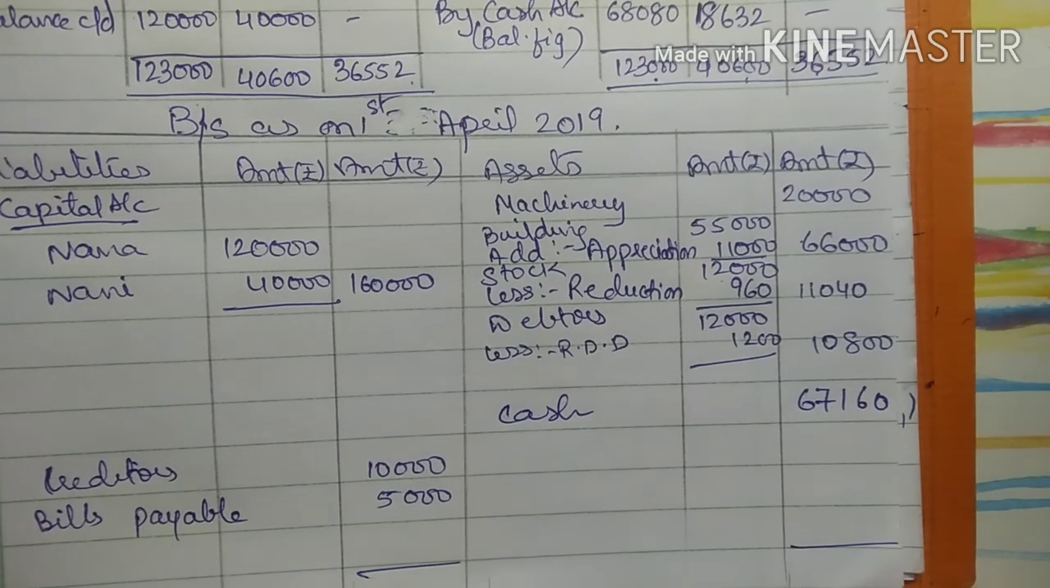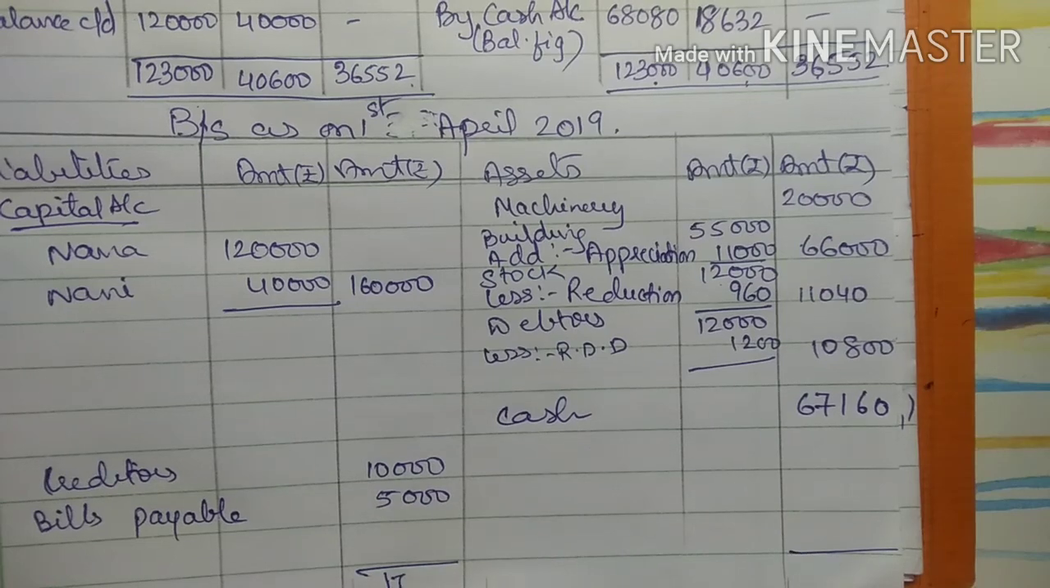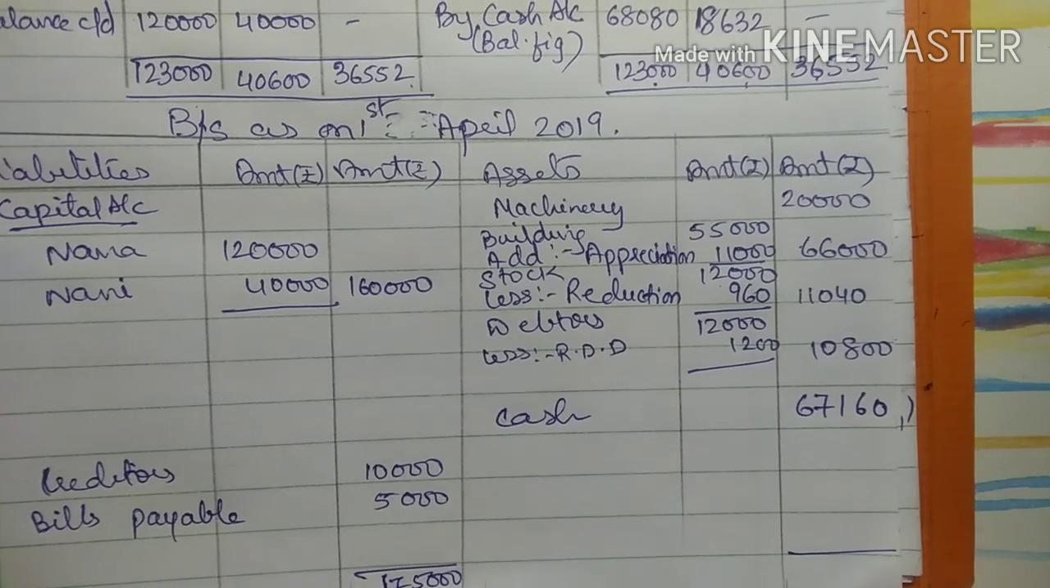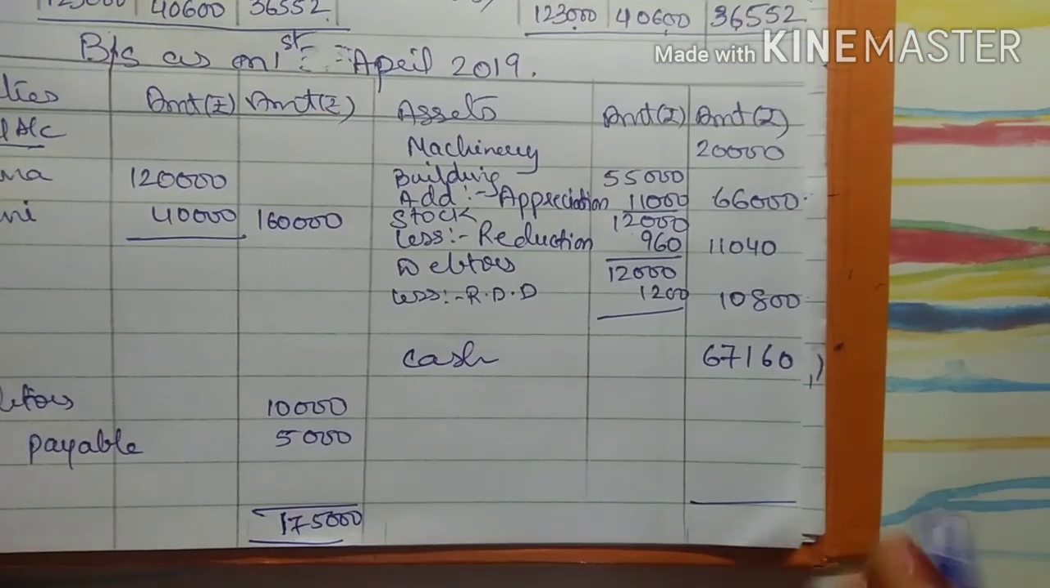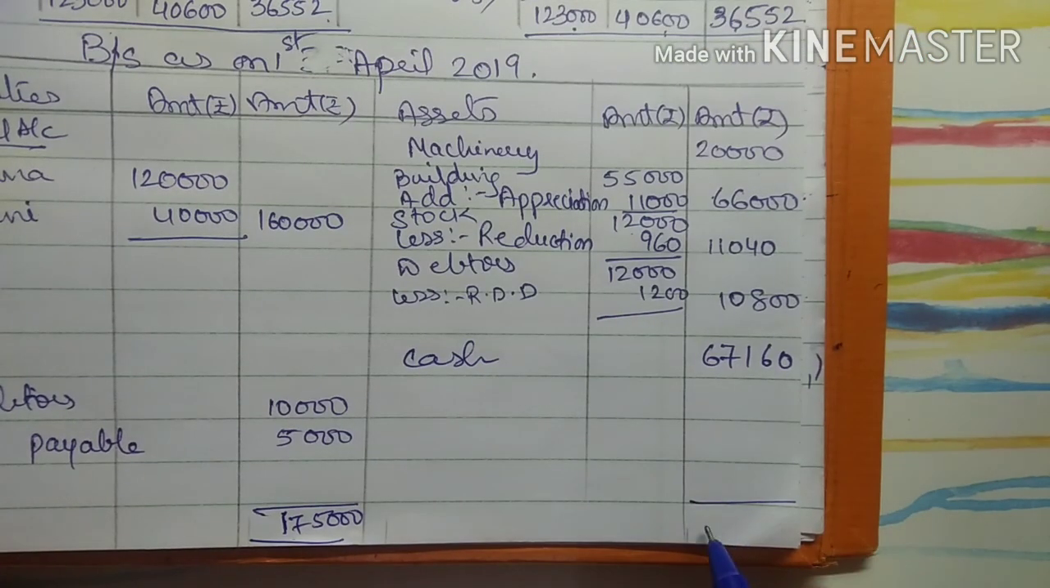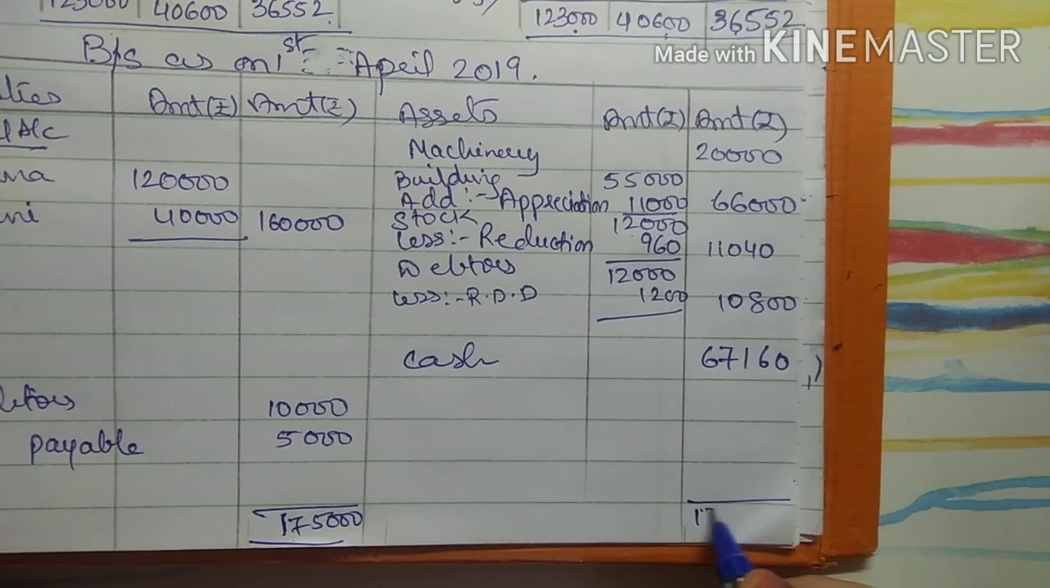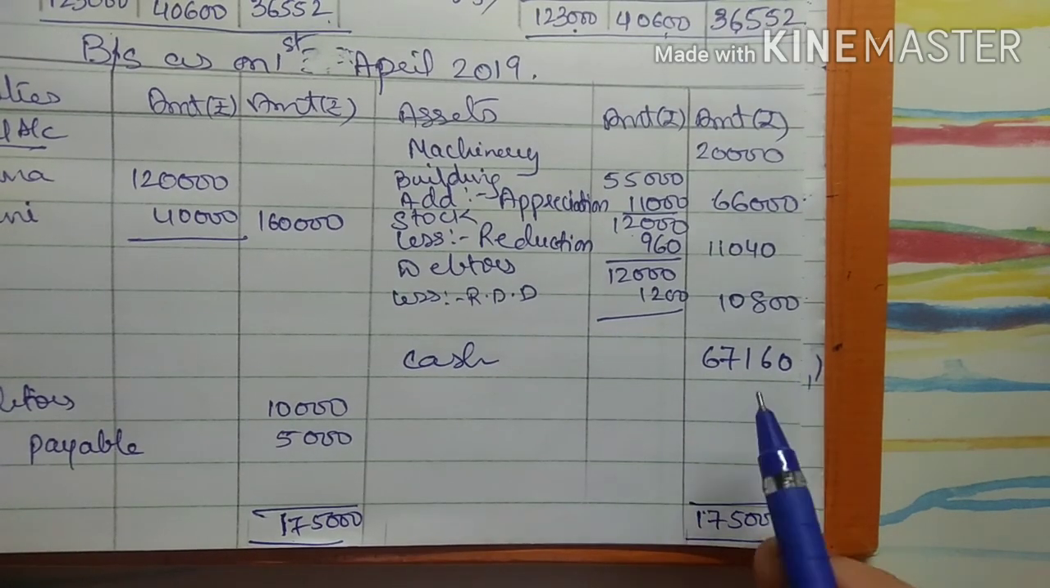Now we will tally the balance sheet, and my balance sheet will be tallied as 1,75,000 in the liability side. Same way, when I will total the asset side, it will amount to 1,75,000, right? So we have completed with the problem, right?